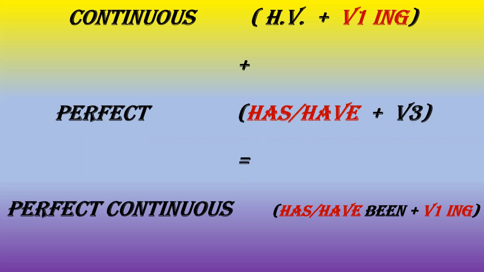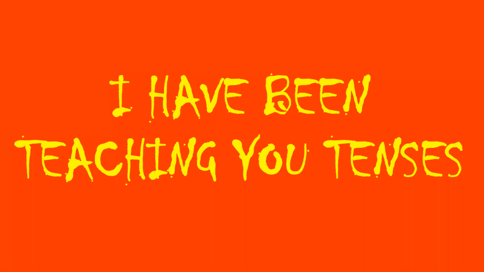Continuous tense plus perfect tense gives perfect continuous tense. Continuous से हमने लिया verb का first form ing और perfect से हमने लिया has और have. So the perfect continuous tense will have has, have, been plus verb का first form ing. I have been teaching you tenses. So here teach is the verb ka first form plus ing, teaching, and have been is of perfect. That means the sentence entirely is of a perfect continuous tense.